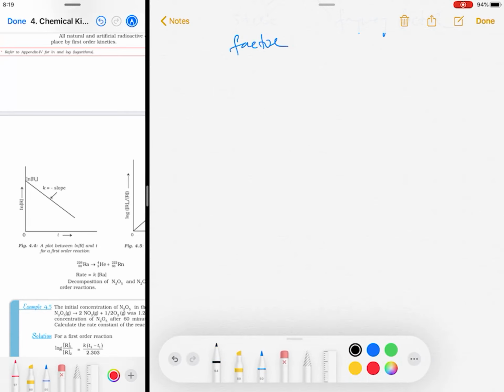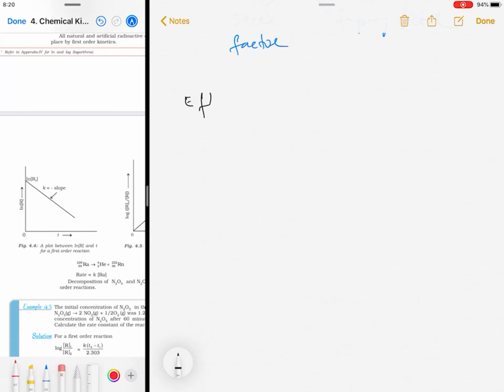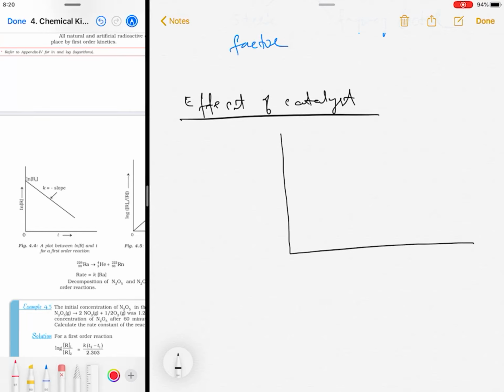The last topic in this chapter is the effect of catalyst on the rate of reaction. So we all know catalysts increase the rate of reaction. And how do catalysts increase the rate of reaction? This we can understand with the help of this graph, which is plotted between the potential energy of the reactants and the reaction coordinate, showing how the reaction proceeds.